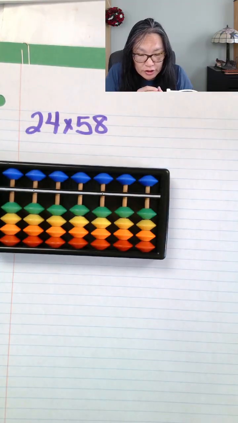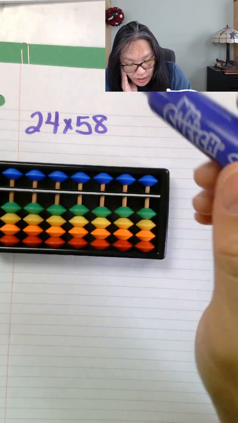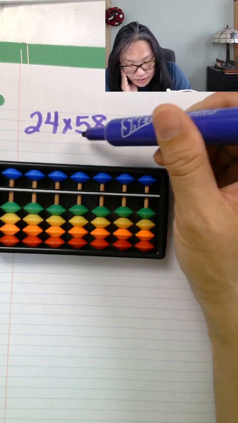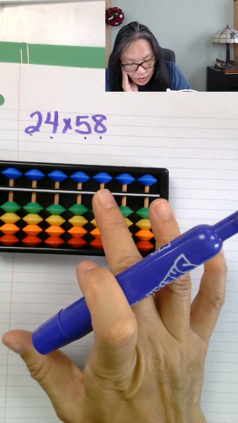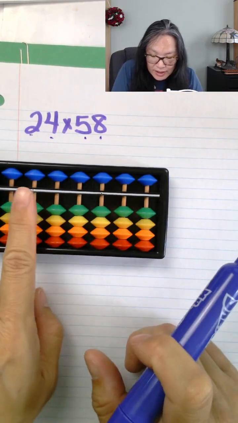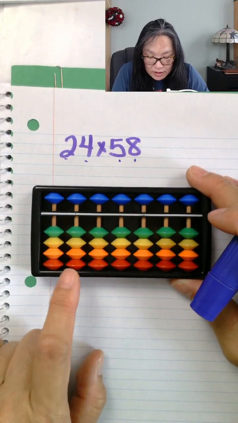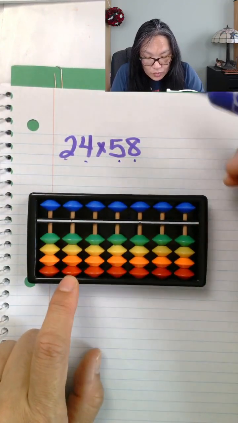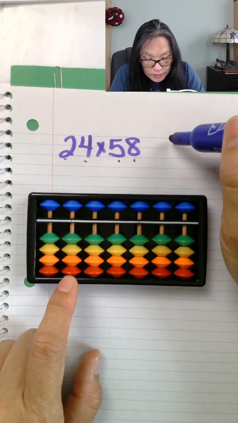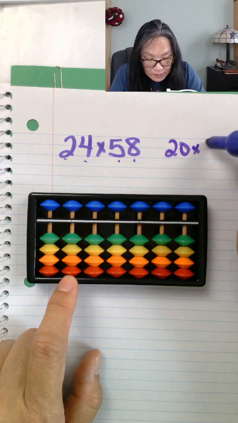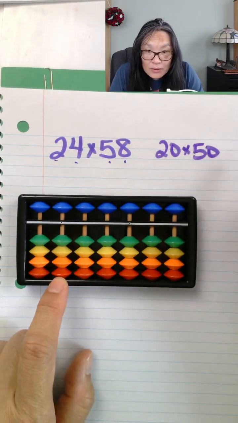So the first thing we're going to do is understand where we're going to put our numbers. Here is our question: 1, 2, 3, 4. We're going to go 1, 2, 3, 4, because that's where my answer is going to be, right here. The reason is that if you look at it, we're going to be doing 20 times 50, but that's not what we're going to do.